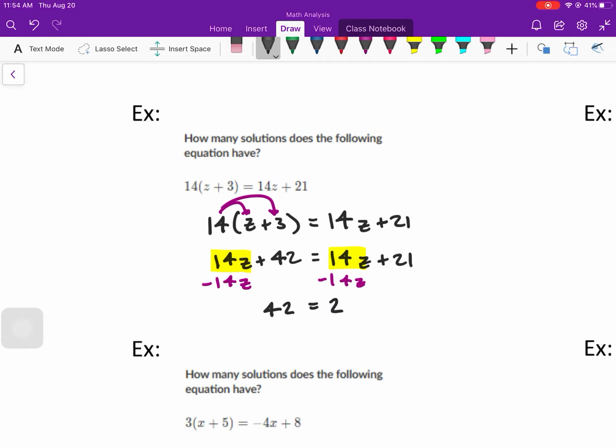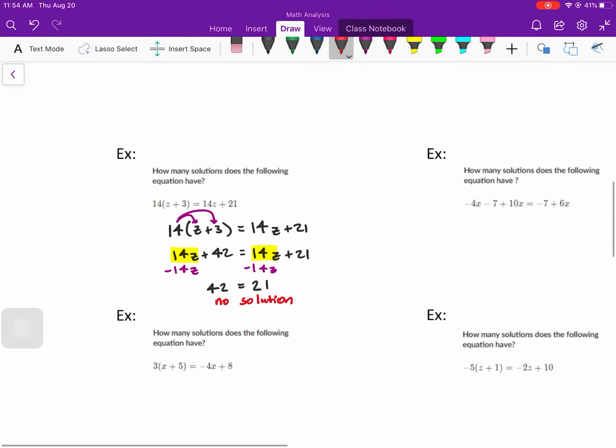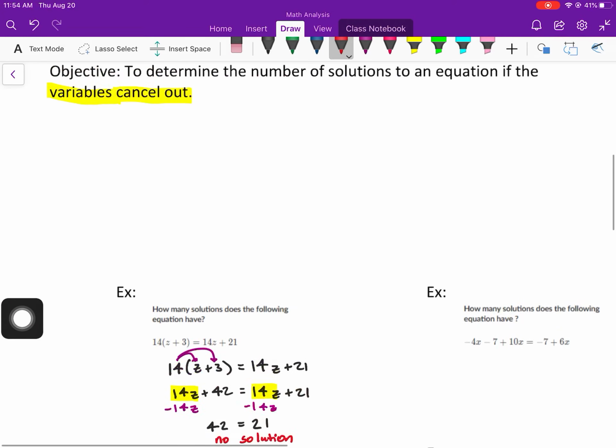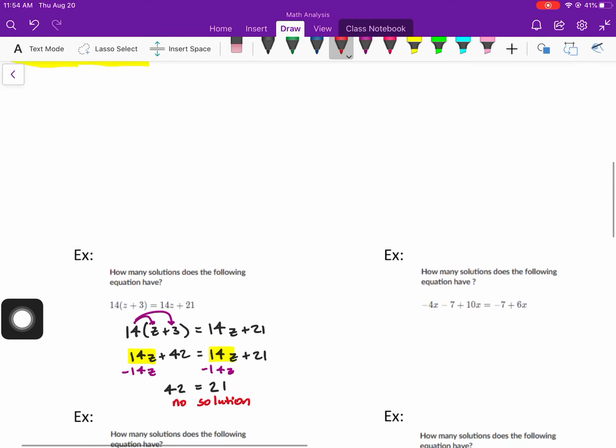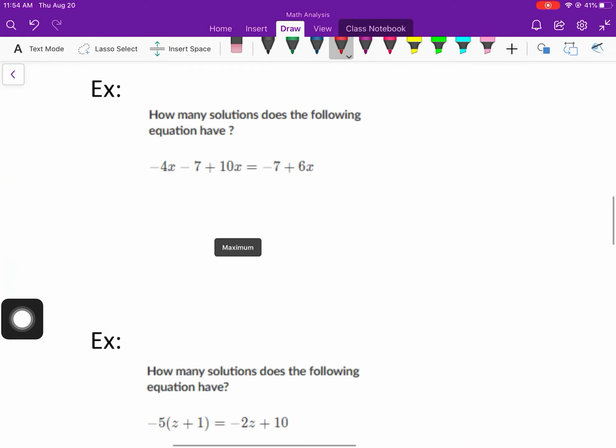equals 21. Now, is this a true statement or a false statement? So this is a false statement, so 42 does not equal 21, so this would be no solution. So it's not the exact same equation. If this was a 21, they canceled out, then 21 equals 21, it's a true statement, and that's when we were saying earlier, you're going to have that same equation twice, so it's really just going to be on top of each other like that.